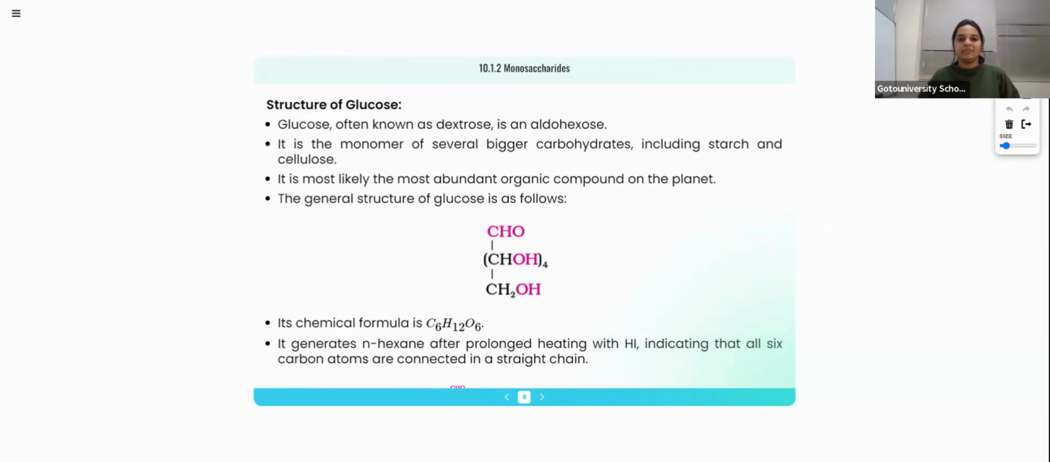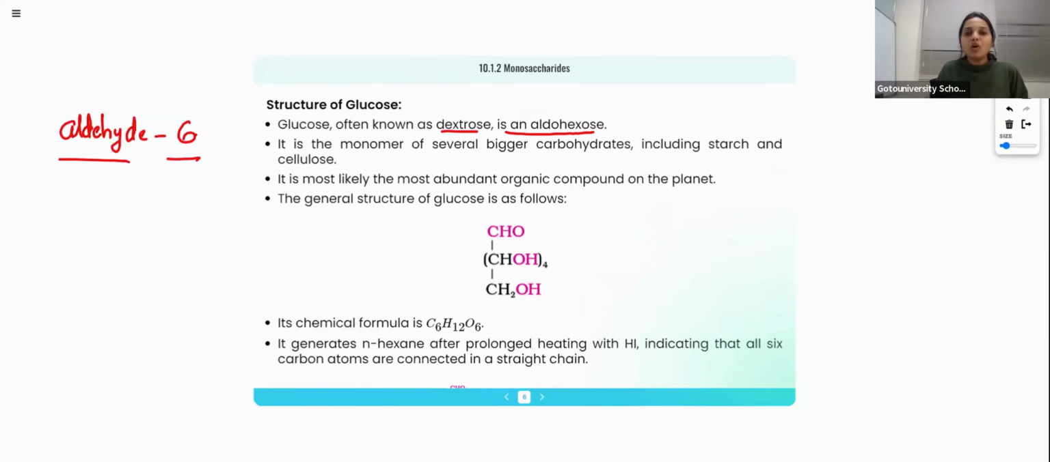Next one is structure of glucose. What is the structure? We know a hydroxyl group is there, and an aldehyde or keto group should be there in carbohydrate, right? Glucose is dextrose. It is an aldohexose. Aldohexose means they contain 6 carbon atoms and they contain an aldehyde group. So 2 pieces of information we got, right?